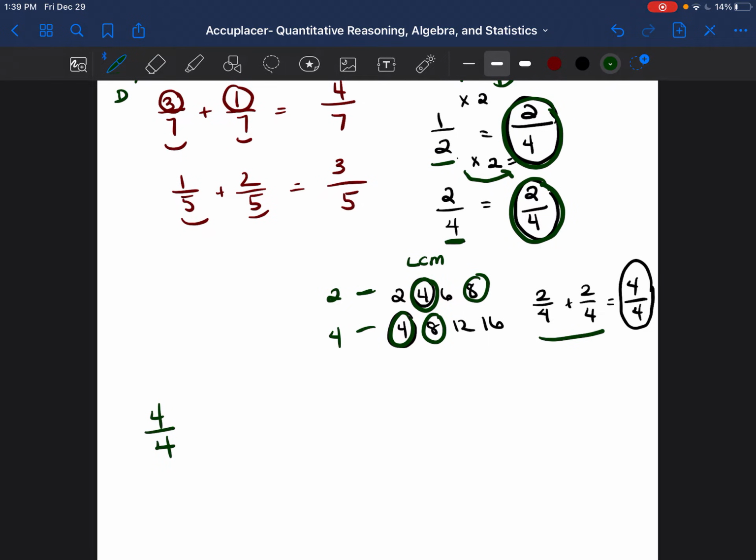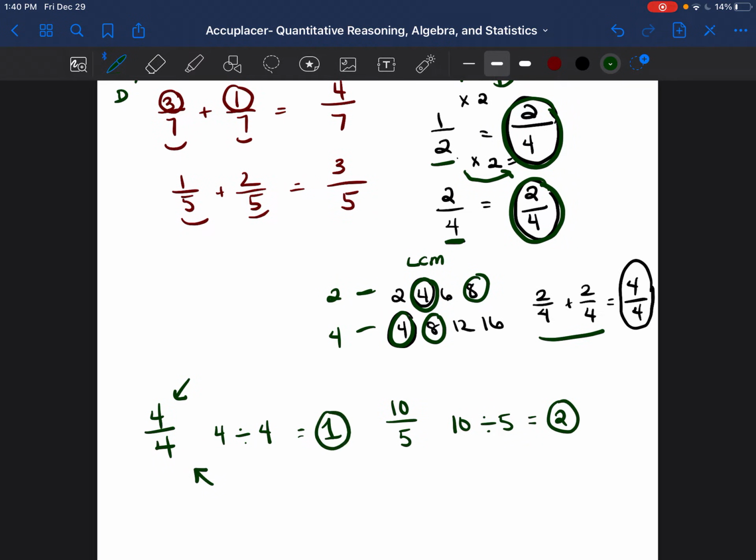Anytime you see a fraction, you should understand what a fraction actually means. Fractions are parts of a whole, but another way to say 4/4 is to say 4 divided by 4. You're taking the top number and you're dividing it by the bottom number. 4 divided by 4 is equal to 1. What about 10/5? That's the same as saying 10 divided by 5. 10 divided by 5 is equal to 2.